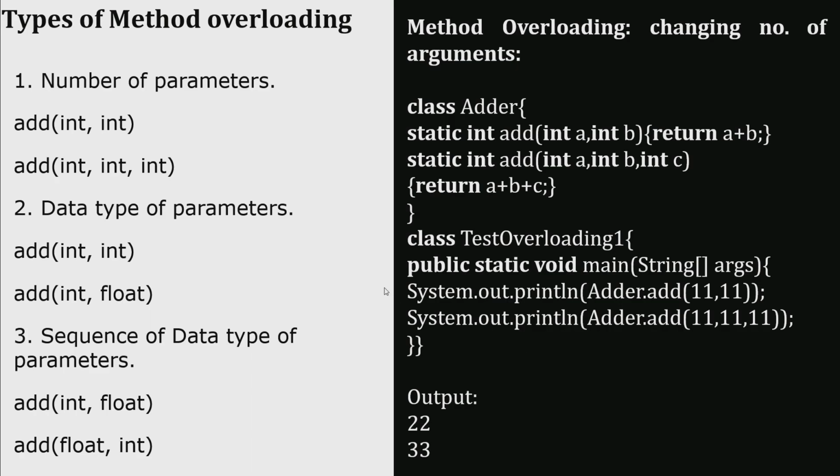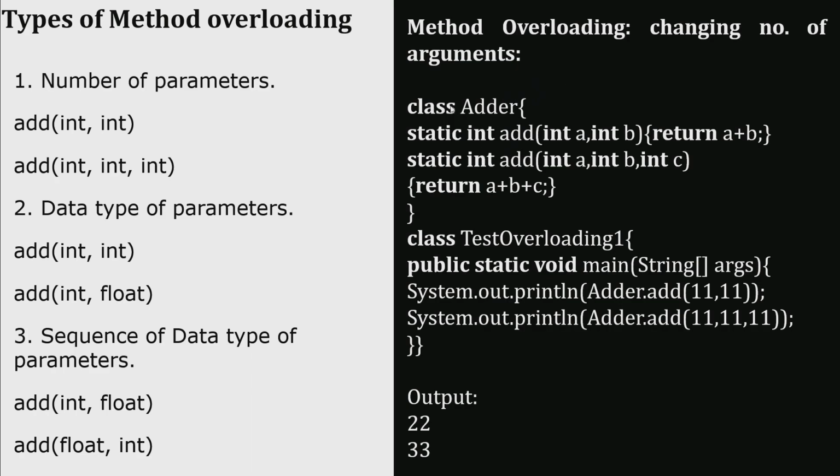So see here the number of parameters. The method overloading with different number of parameters. The method used here is add, which contains two parameters here. The same method can have three parameters here. So this is the example for method overloading with changing number of arguments.